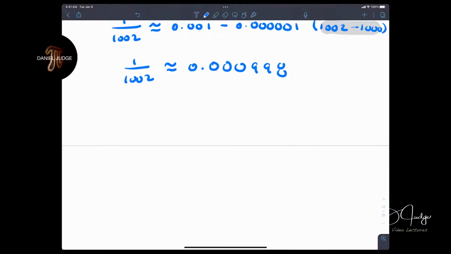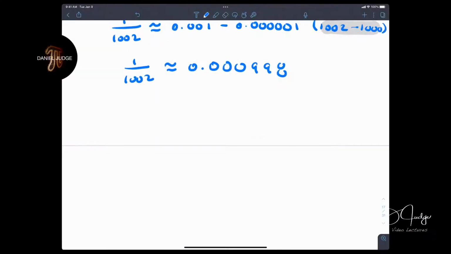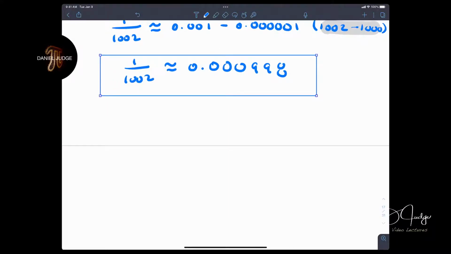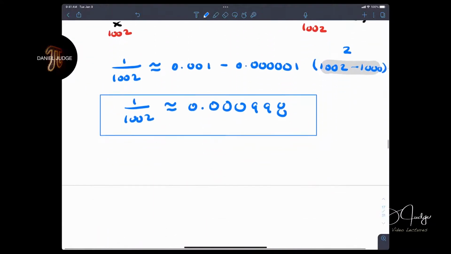So ladies and gentlemen, we are on the right track there. If we look at this TI, 1 over 1002, 9.98, and then you have some extra digits times 10 to the minus 4 power here. Okay, and that's pretty similar to what we have here. So that's kind of what they want you to do, ladies and gentlemen. It's a pretty good approximation. So that's how we handle question number 2, the first even function.